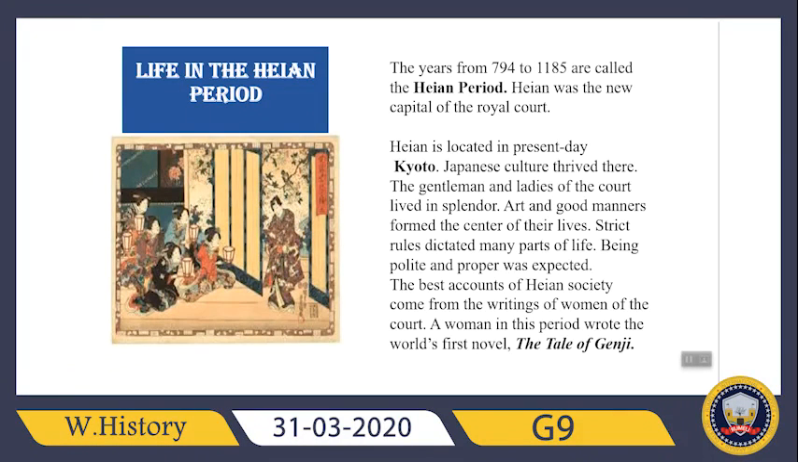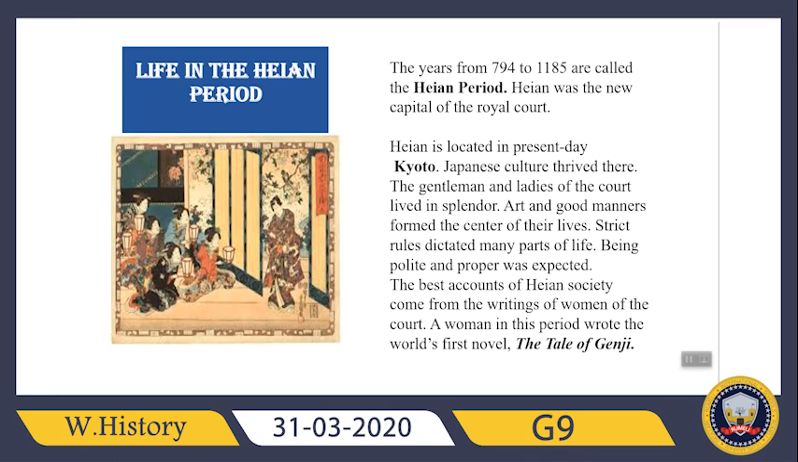Next is life in the Heian period. First you should know what the Heian period is. The years from 794 to 1185 are called the Heian period. Heian was the new capital of the royal court, so it's the name of a capital. Heian is located in present-day Kyoto. Kyoto is a city of Japan.